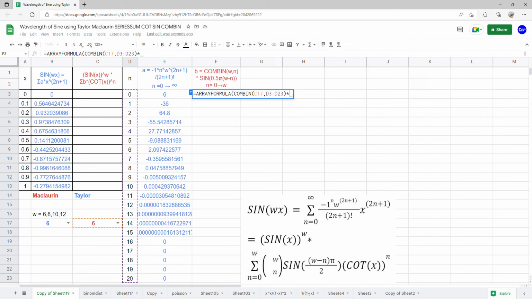So that's the first part, the combination. Next is the sine function. So that's sine of w minus n times pi over 2. So this is sine 0.5 pi. That's the first part, times the quantity w minus n. We close the sine function, and we close the array formula.